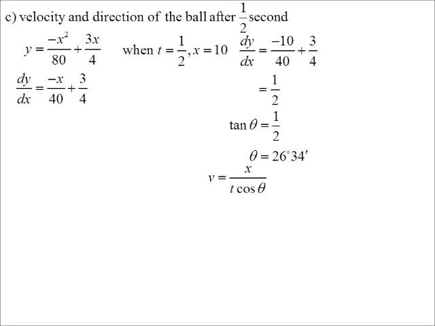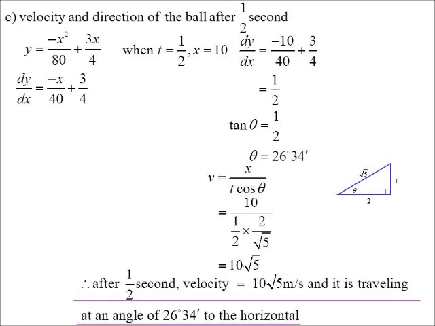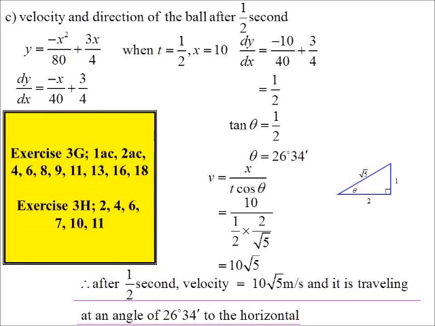To find the velocity, well, v could be written as x on t cos theta. I've got x, I've got t. So I should be able to sub in. Oh, rather than subbing in 26 degrees 34, I've just redrawn the triangle there to get exact values to sub in, and I get the 10 root 5. If I use the 26 degrees 34, obviously I wouldn't have got the 10 root 5, I would have gotten an approximation. So it gives you an alternative way of solving those problems. So 3G, 3H, a mixture of projectile motion questions now.